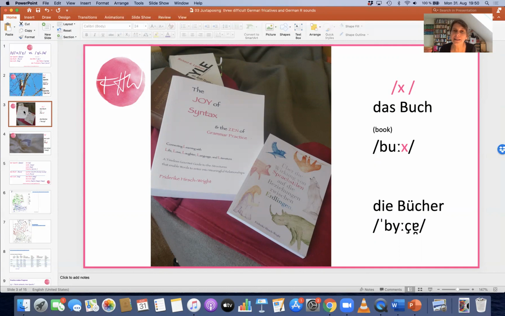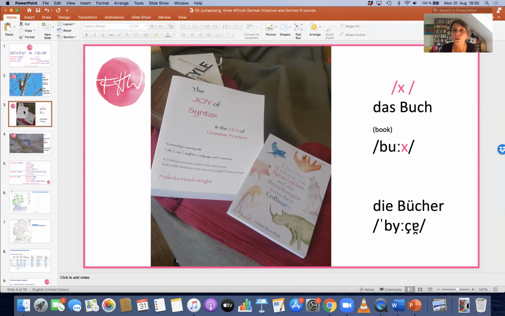Like in the English word go, go, go. Or the German word geh, gehen, G, G. Say G, G, G. And then you have Buch. That's the place roughly where the velum and the back of the tongue meet to create a voiceless friction sound.